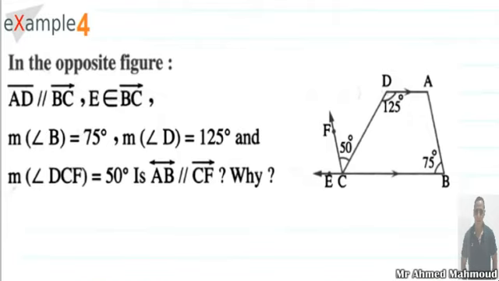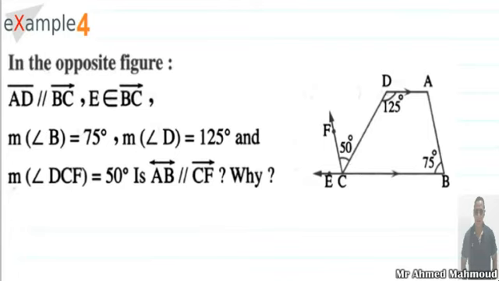Here in this example, example 4, AD is parallel to BC, and E belongs to BC, as we see. Measure of angle B equals 75, angle ADC equals 125. Okay, and the measure of angle DCF here equals 50 degrees. First, is AB parallel to CF and why?